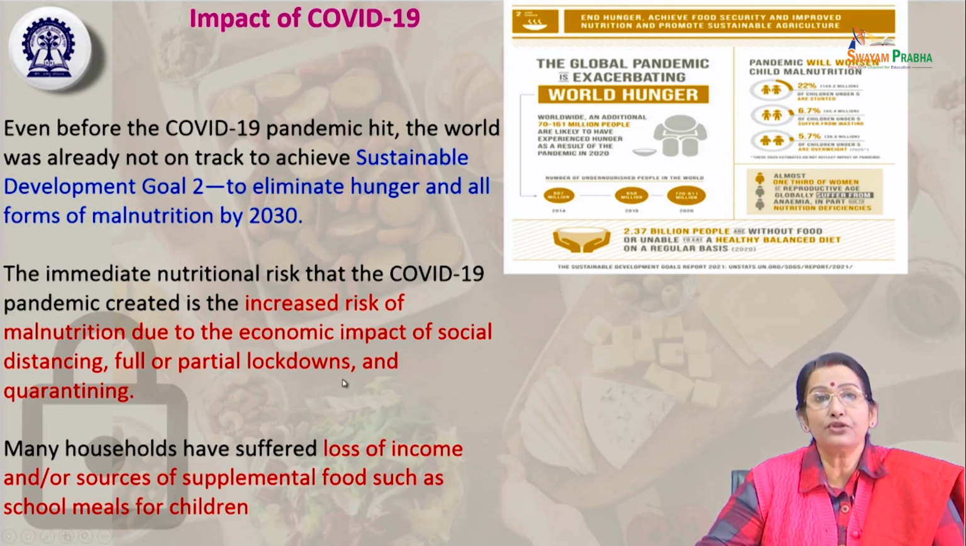So malnutrition and increased risk of malnutrition has also taken place, especially in the rural sector, in the village sector, and among those who are residing in disadvantaged situations in the communities. So many households have suffered due to the loss of jobs, loss of income, and sources of supplementary foods that the schools used to give through midday meals, etc. That has also been stopped. So these are some of the factors that affected the rural people especially.